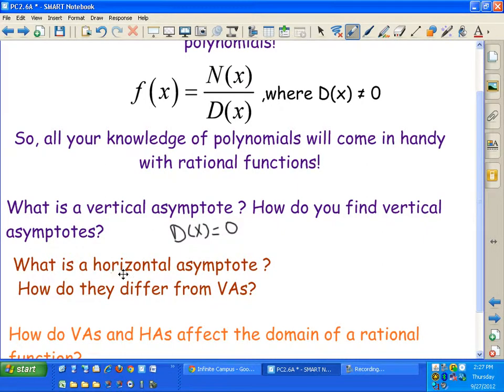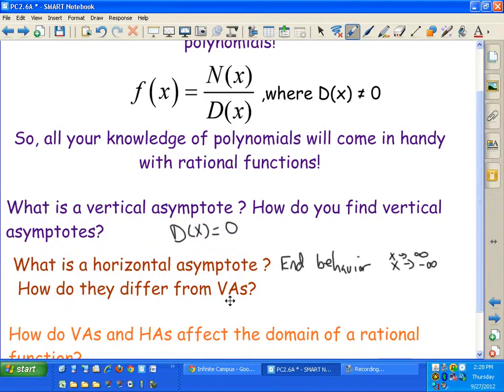What is a horizontal asymptote? A horizontal asymptote is basically end behavior. What is happening as x goes to infinity? So end behavior. And what happens as x goes to infinity or negative infinity? And so what's happening, kind of like when we were talking about whether the graph was increasing or decreasing.